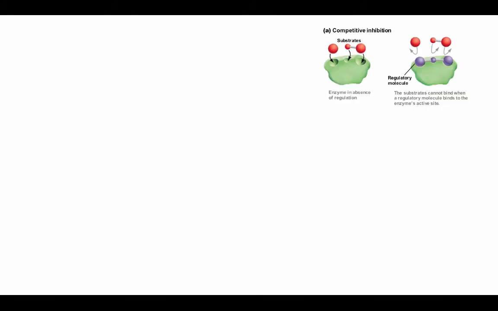So here's an example, a model of how competitive inhibition might work. Here's an enzyme behaving normally, bonding its substrates, and then here is one with a regulatory molecule that fits just fine into those active sites, but it does not participate in the normal reaction that would occur in that enzyme. So the substrates can't bind because that regulatory molecule is there preventing them from finding their active sites.